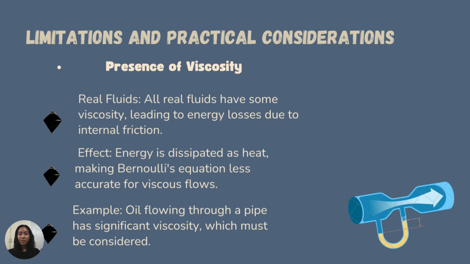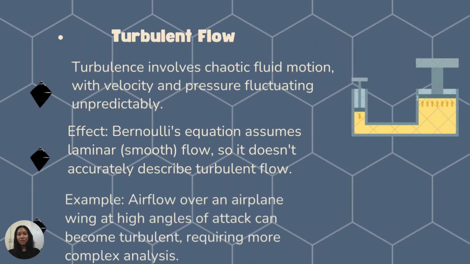So, for example, consider the flow of oil through a pipe. Oil typically exhibits a significant viscosity compared to other fluids like water or air. As the oil flows through the pipe, it experiences resistance from the pipe walls and encounters internal friction between its layers. This viscosity causes energy dissipation in the form of heat. Therefore, when analyzing the flow of oil using Bernoulli's equation, the effects of viscosity must be taken into account to obtain accurate results. So the next limitation is turbulent flow.